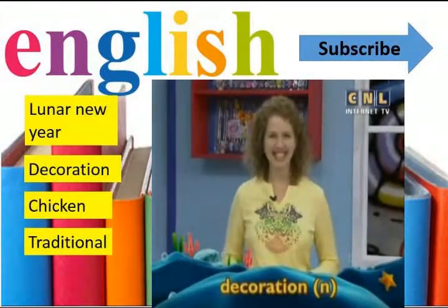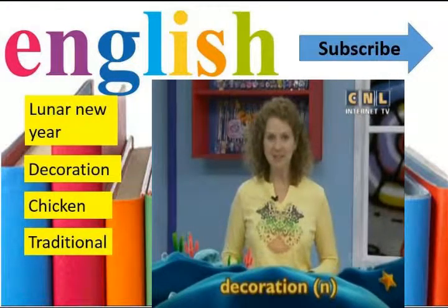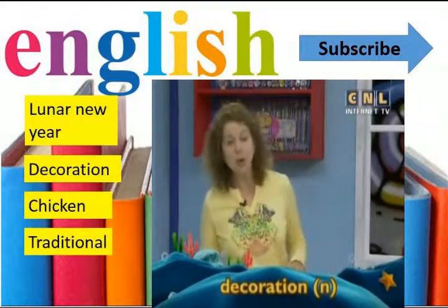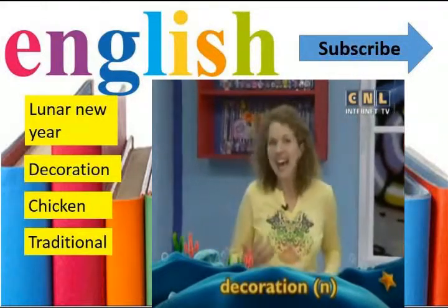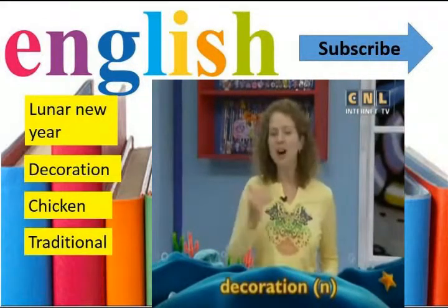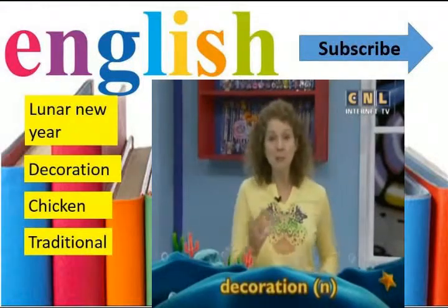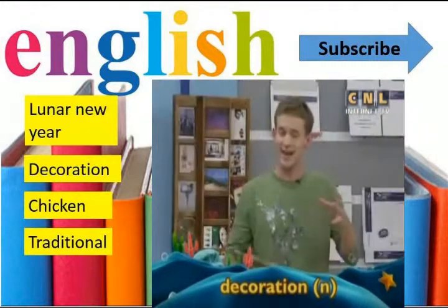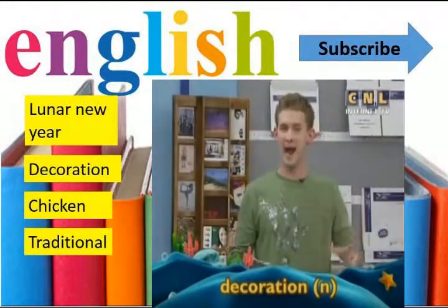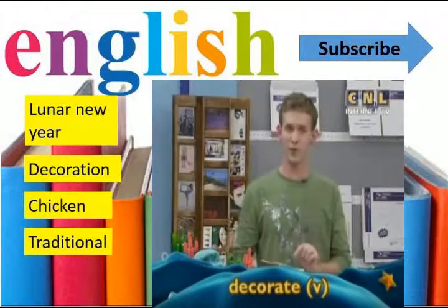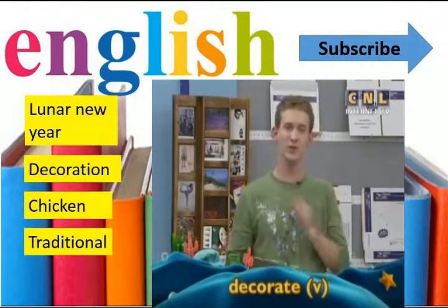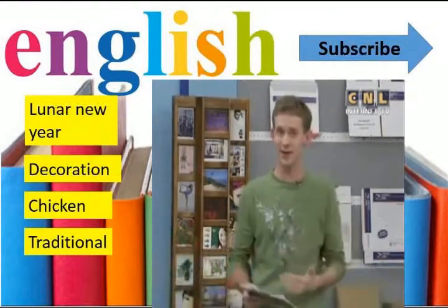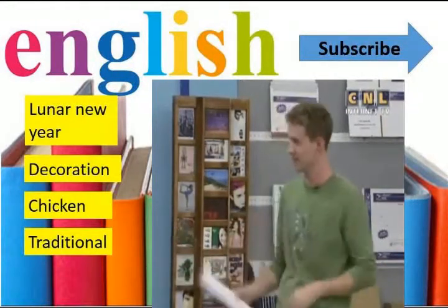Decoration. A decoration is something that makes a room or a place look extra special. We often use decorations for a birthday or a holiday like Christmas. So a decoration is the noun. Now the verb form is decorate, to decorate something. And some people like to decorate their house at Christmas, like Andrea said.